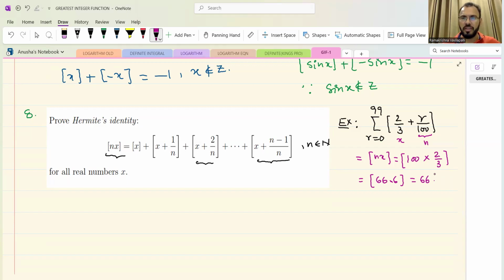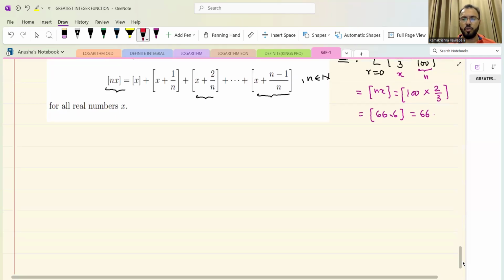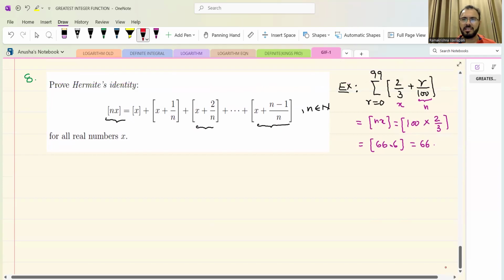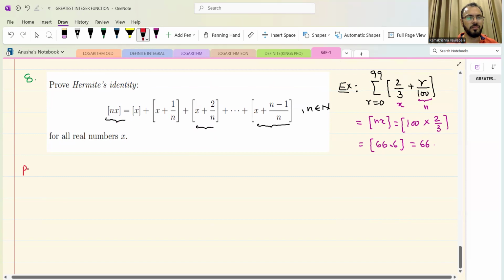Well, how to prove it? I will prove it in the easiest way, I feel that it is easy. I don't know if there is another method. I'll take the difference of these two, LHS and RHS. I'll assume some f of x. Proof.